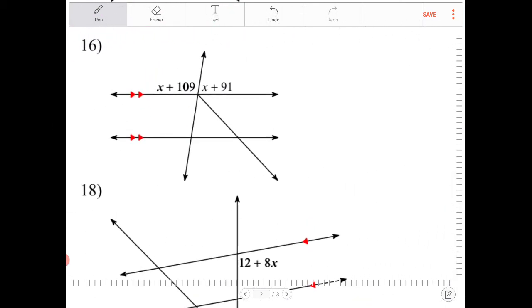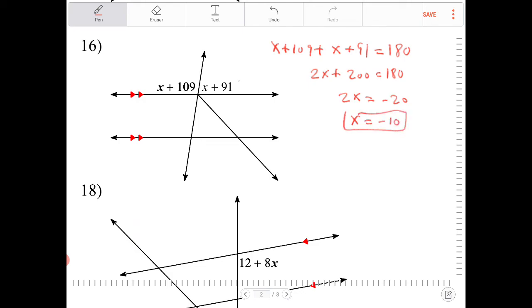Moving on, these two angles, linear pairs, x plus 109 plus x plus 91 should equal 180. Combining like terms, I end up with 2x plus 200 is equal to 180. Subtract both sides by 200, I get negative 20. Divide by 2, I end up with x is equal to negative 10. Since x is equal to negative 10, this will equal 81. And since that is 81, this will equal 99.